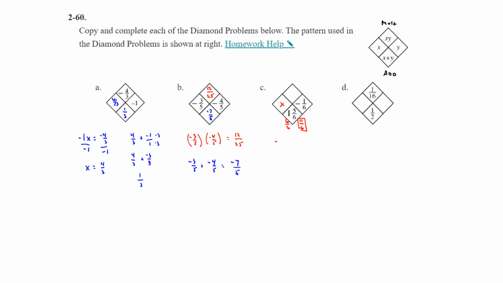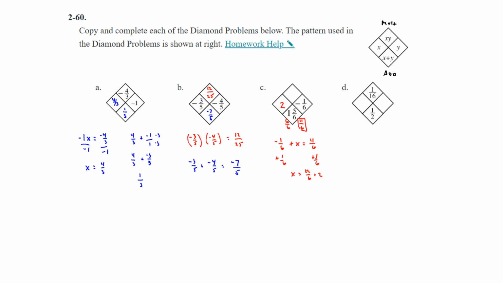And I have negative 1/6, negative 1/6 plus some number should give me 11/6. And if you do it that way, you might be able to figure out, negative 1 plus what's going to give you 11, and that would be 12. Or you can solve the equation by adding 1/6. 11/6 plus 1/6 is 12/6, which reduces to 2. So now we know x is equal to 2.